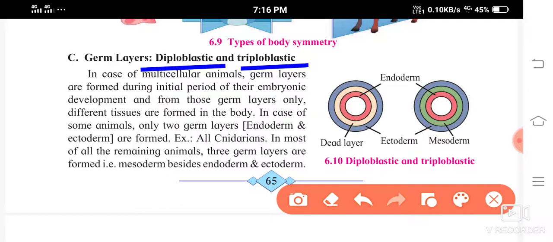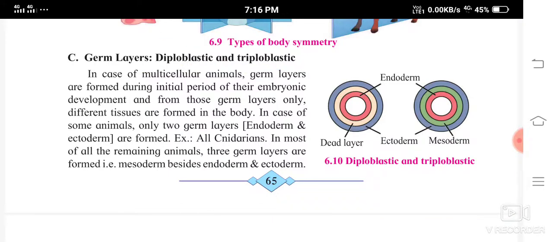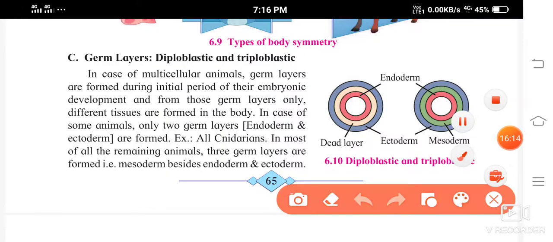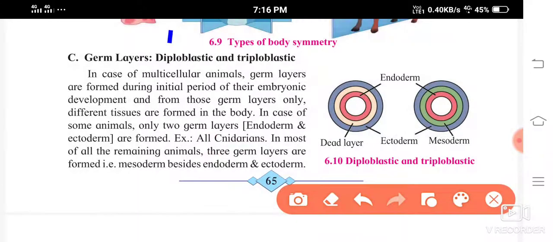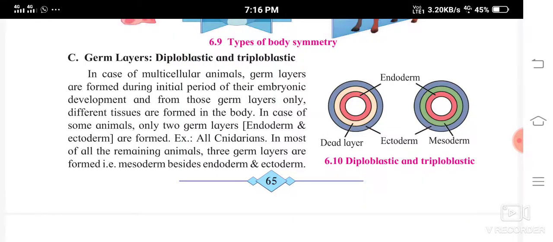Now diplo means what? Di means what? Two, isn't it? Di means two, and tri means 3, right? So the word is telling you.